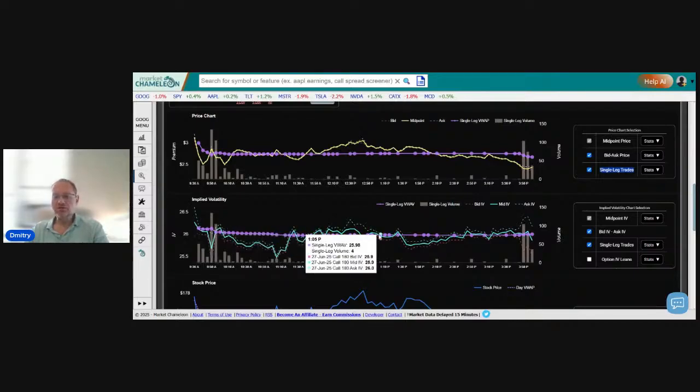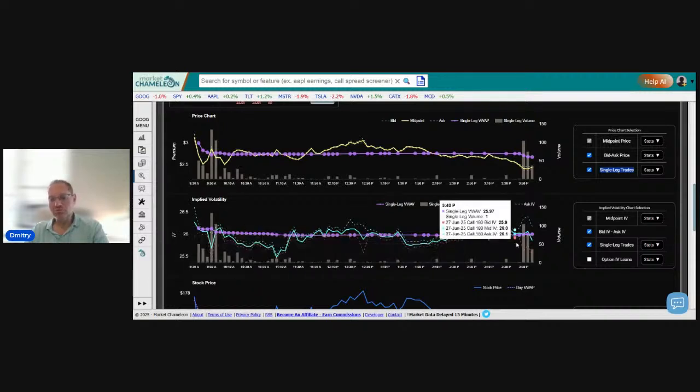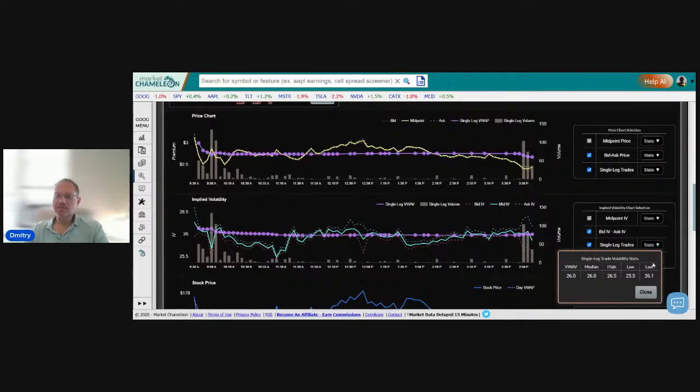So it looks kind of like maybe it stayed close to where it started, it maybe went down a little bit throughout the day. And if we wanted to see the summary of it, we could click on these stats. And here, now we could see where the weighted average volatility traded. So on average it's traded at 26, the median was 26, the high implied volatility traded at was 26.5, the low was 25.5, and the last was 26.1. And that helps us quickly see the trading range of this option in terms of implied volatility.